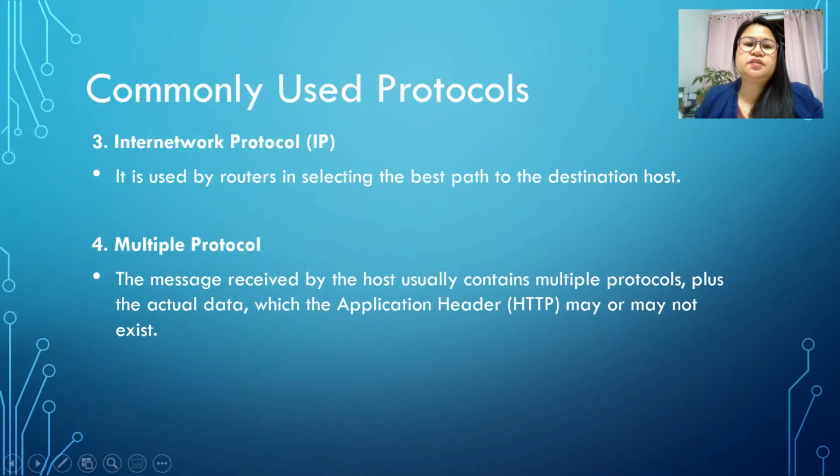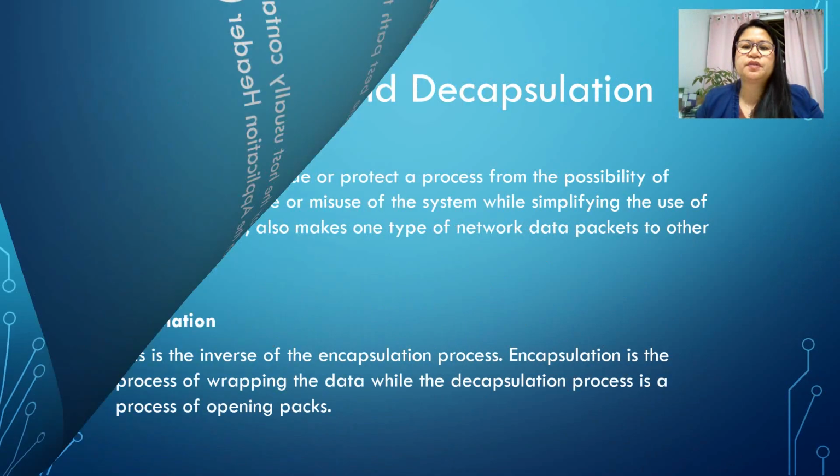Number three is the Internet Protocol. It is used by routers in selecting the best path to the destination host. And then we have the multiple protocols. The message received by the host usually contains multiple protocols plus the actual data, which the application header may or may not exist.